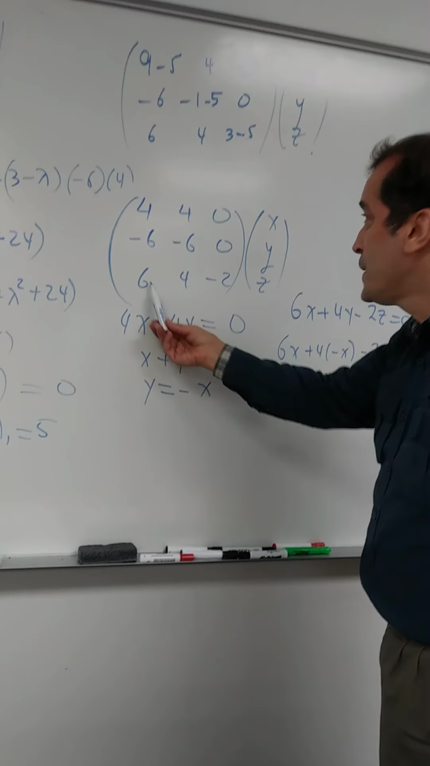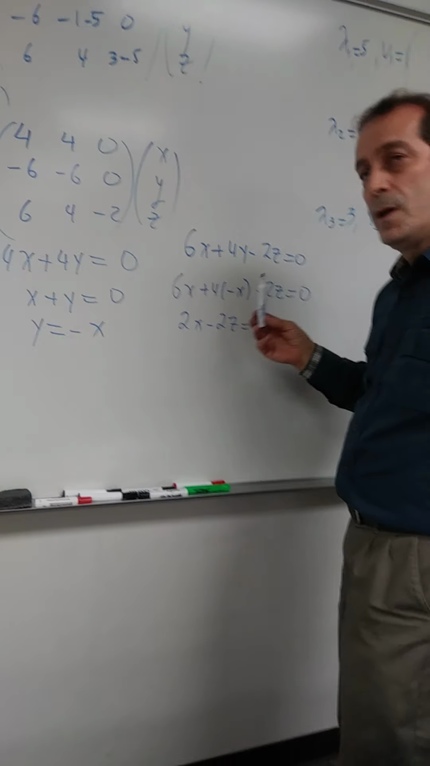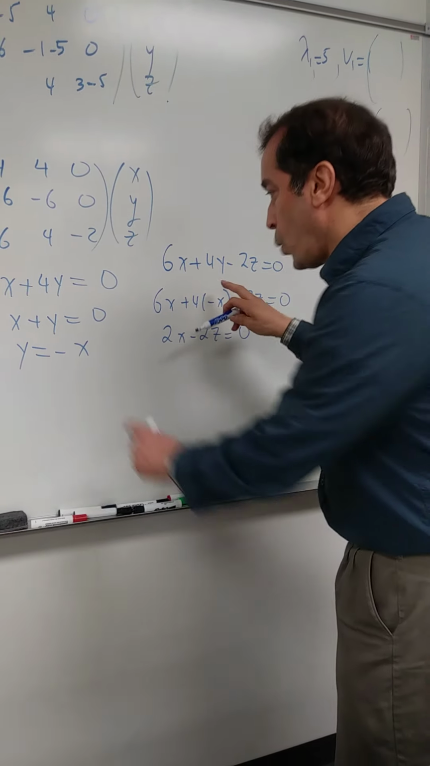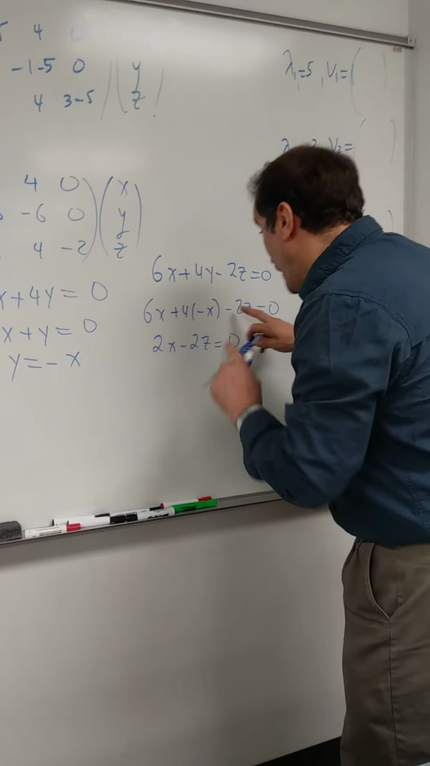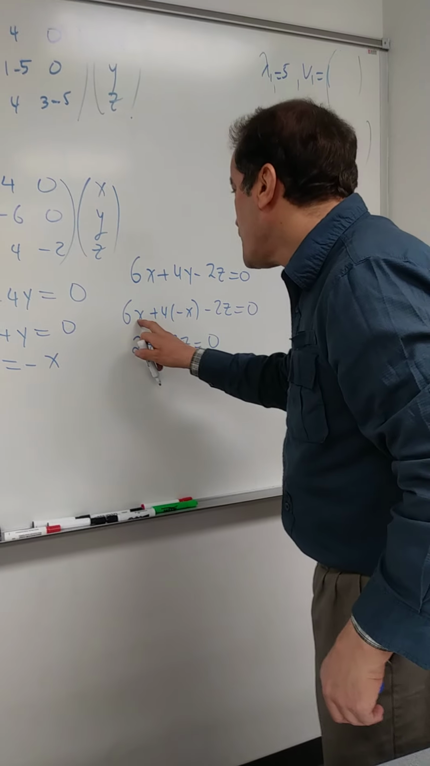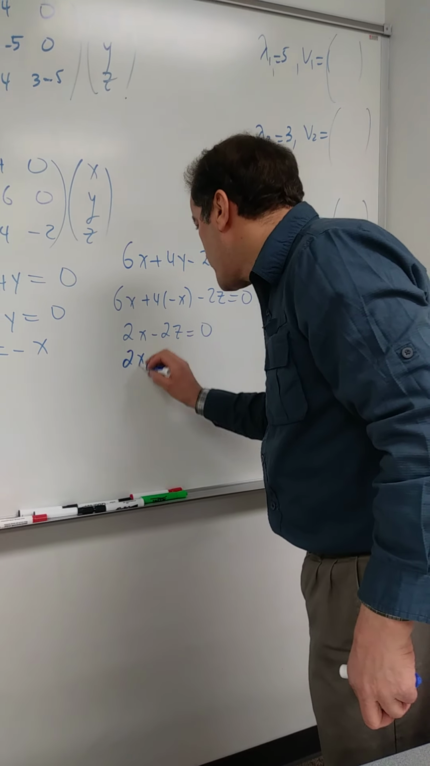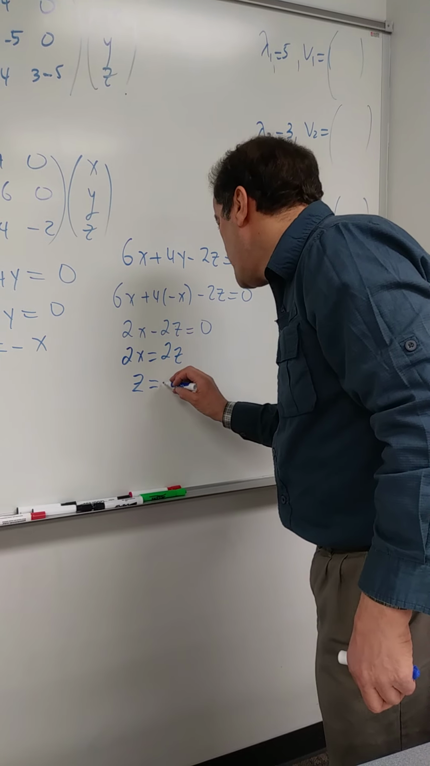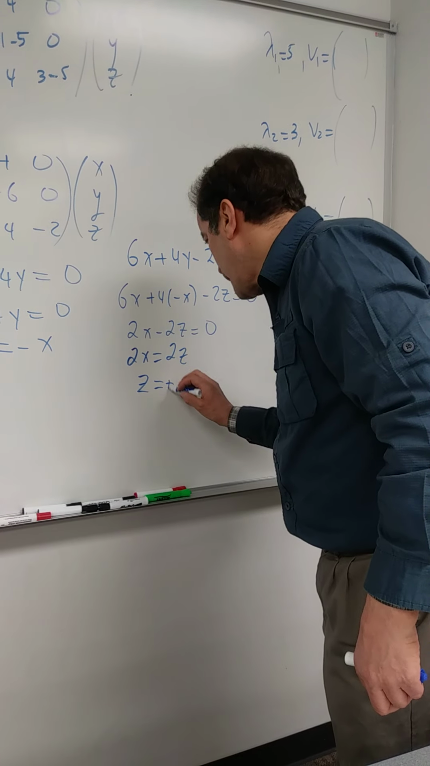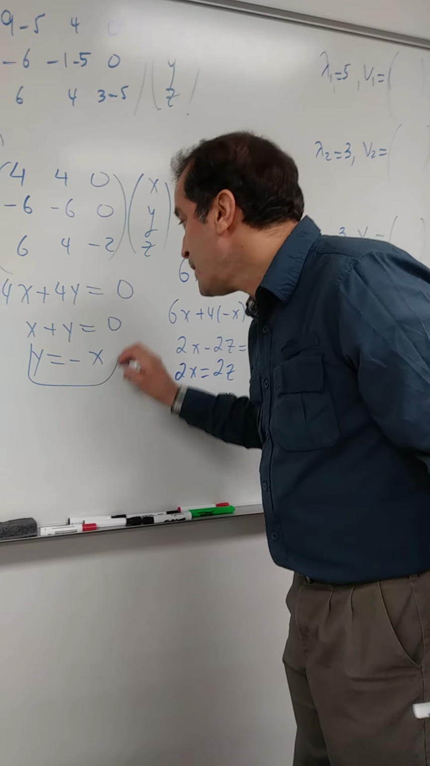And the third line is 6x plus 4y minus 2z equals 0. So that's 6x plus 4y. Y is minus x, so I'm going to put minus x here. Minus 2z equals 0. 6x minus 4x is 2x, minus 2z equals 0. So 2x equals 2z, which means z equals plus x. So y equals minus x and z equals x.